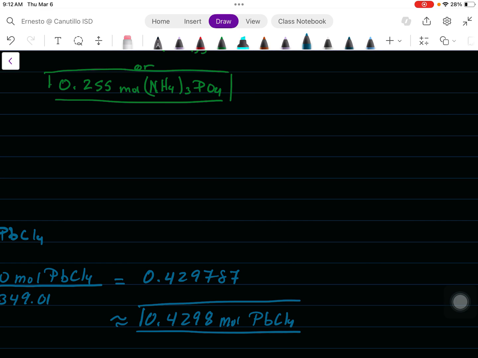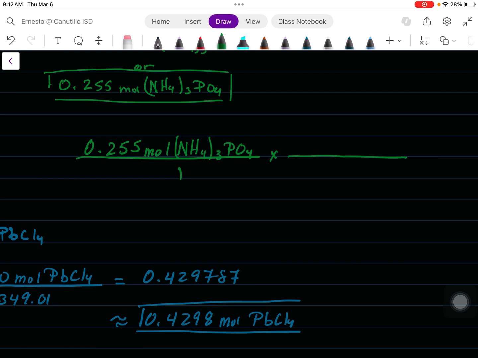So I'm going to use the empty space here in the middle, okay? And then I'm going to pick one. I'm going to just pick 0.255 moles of ammonium phosphate. Okay? Then I'm going to put that over 1. Okay? Now, here's the tricky part.